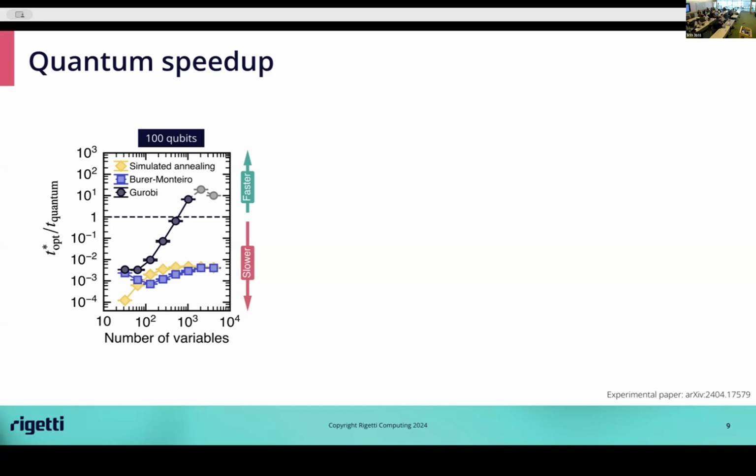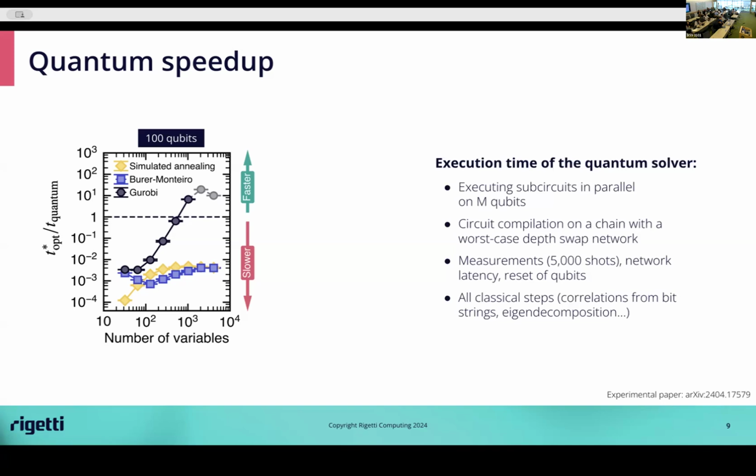Here we say we have 100 qubits, and that matters for how many subcircuits we can put in parallel on the chip. Now you're going to ask me, what do you put in the runtime of your quantum solver? Because it matters a lot. So here's what we have. It takes into account executing the subcircuits in parallel on m qubits, here 100. It takes into account the circuit compilation on a chain with a worst-case depth swap network. For the QAOA, it's compiled with iSwap gates because that's what we have natively. It includes the measurements, 5,000 shots, the network latency because we communicate between a classical computer and the quantum one. Also, we need to reset the qubits after each measurement, so all of that is taken into account.